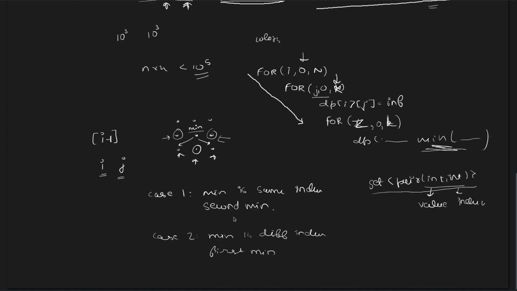When the indexes of the minimum and the current color that I have chosen are the same, then I have to choose the second minimum. And if the indexes are different, then I can take directly the first minimum. Right? How will I store the information of the minimum?